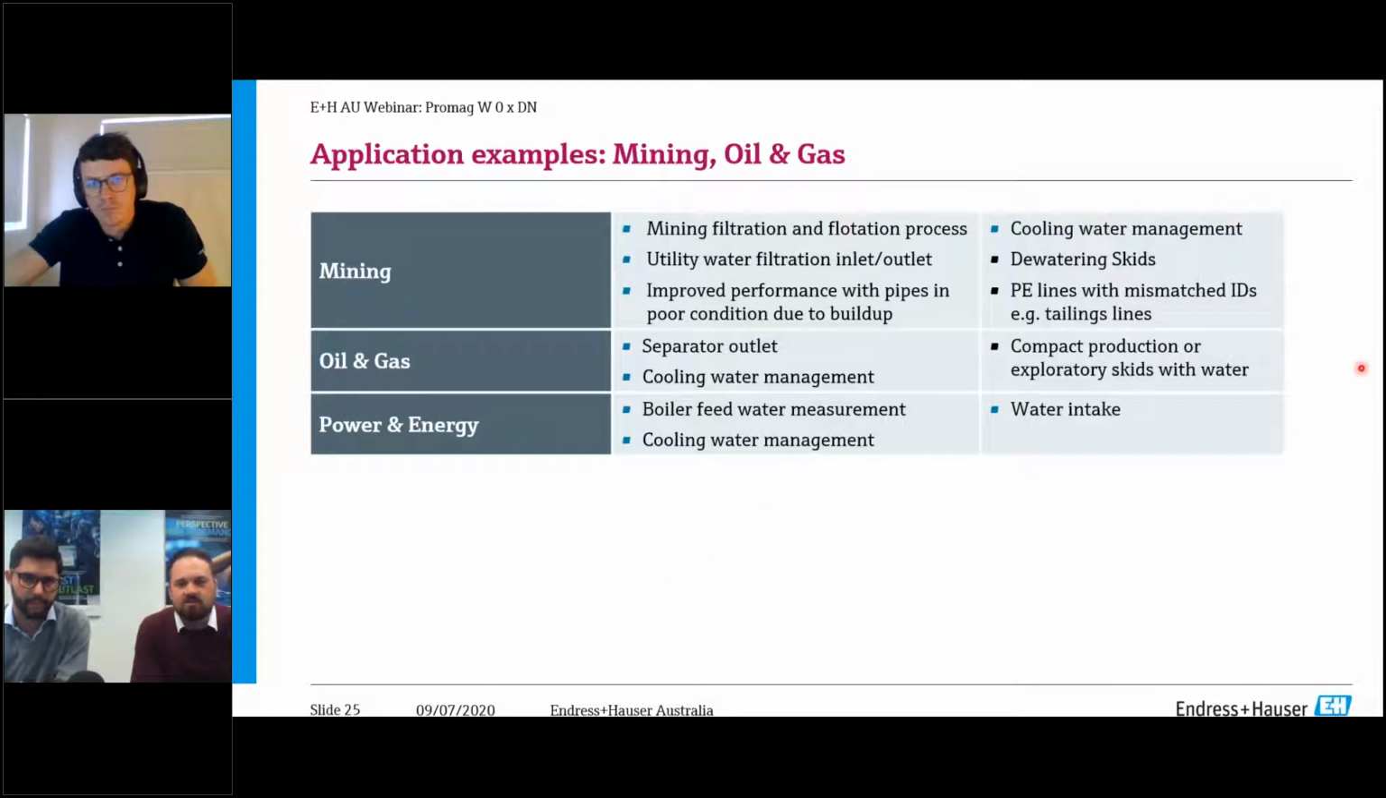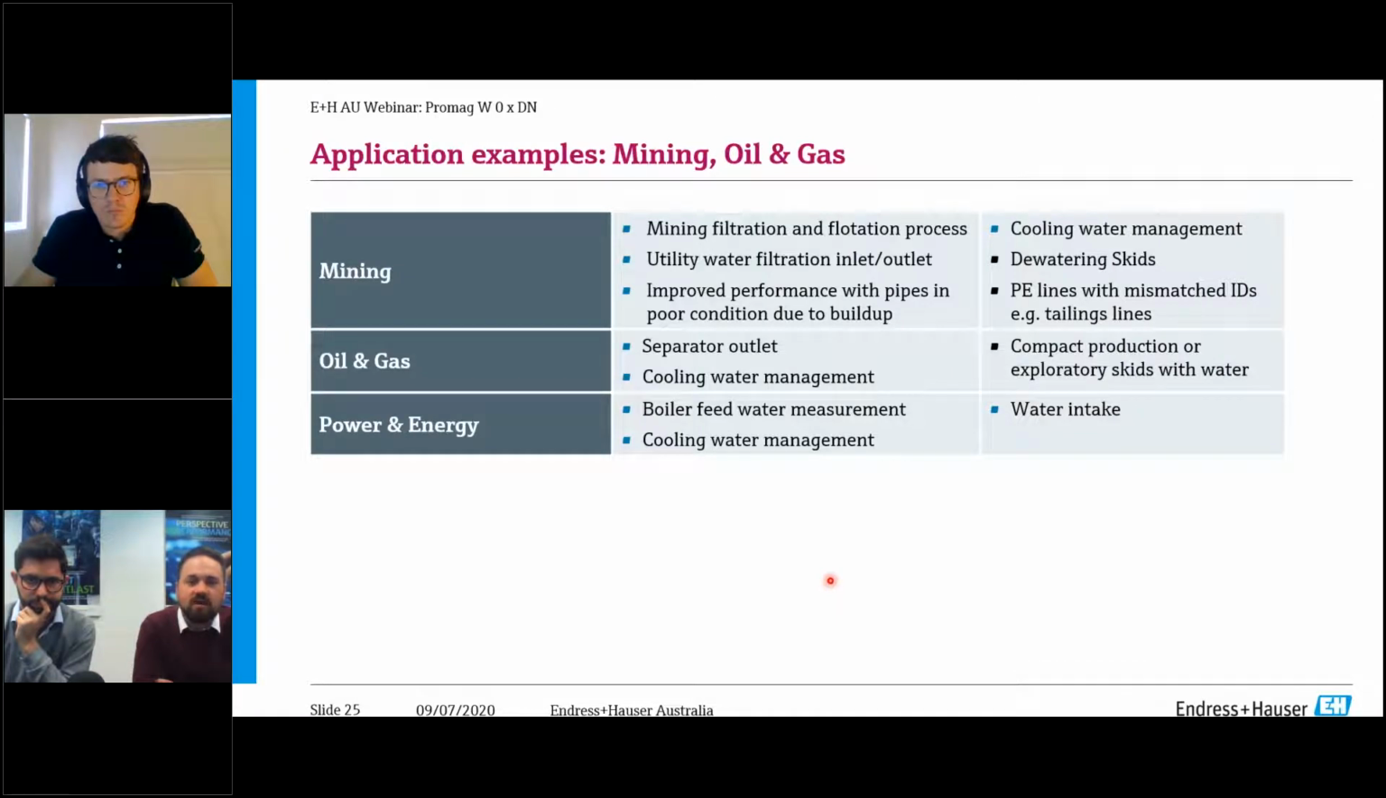Another application that can be used is for dewatering skids. For example, it's more cost effective to utilize this device in dewatering skids than to use flow conditioners or additional pipe lengths. So that's a big cost saving on your project. And for example, if you have mismatched IDs in polyurethane lines out in the open cut pit or even underground, mismatched IDs of up to even 12.5% will give accuracy of better than 0.5%. So it's really good performance that this device has.